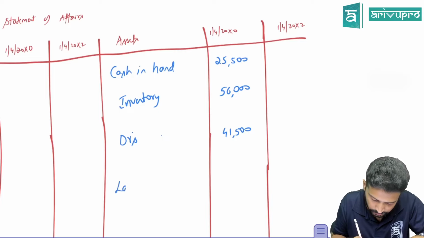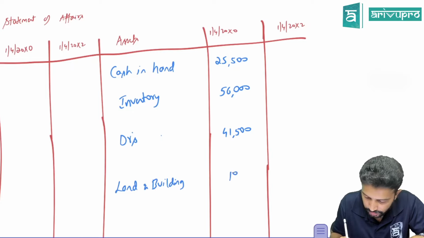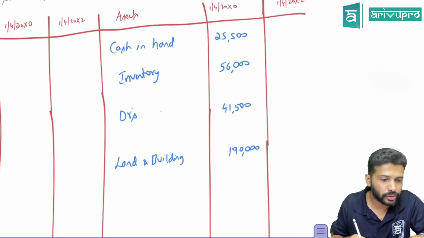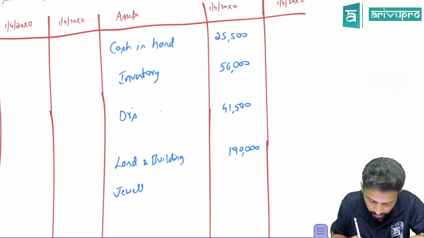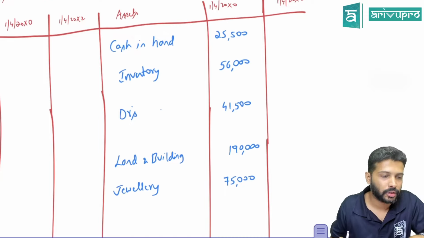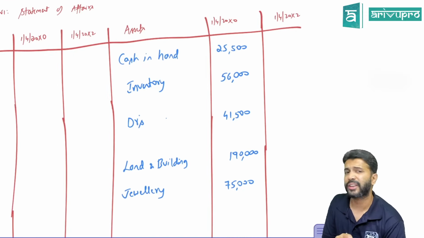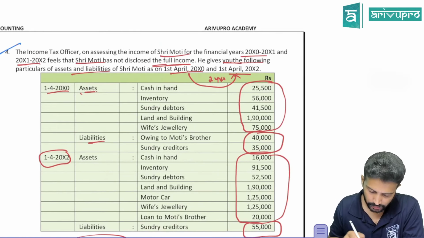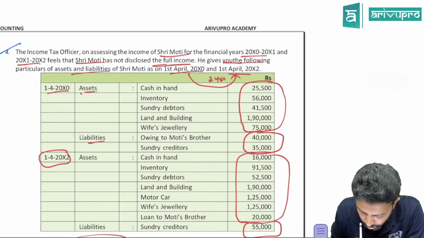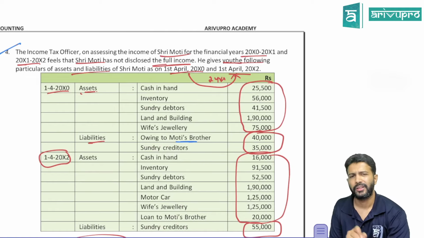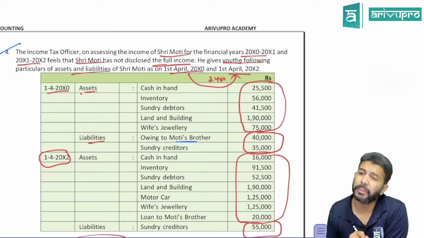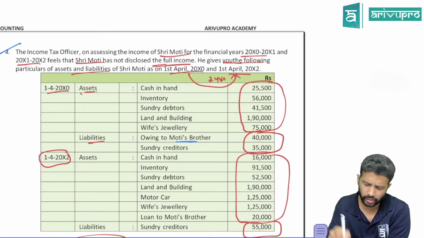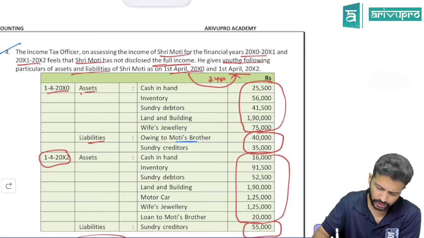Then we have land and building. Land and building's value is 1,90,000. And then we have some jewelry. How much is that? 75,000. So these are the things given as assets in the business. Any liabilities are given? Yes. Liabilities are owings to Moti's brother, meaning this particular owner has taken a loan from his brother. So we have to repay the brother. How much? 40,000. Hence it's a liability.